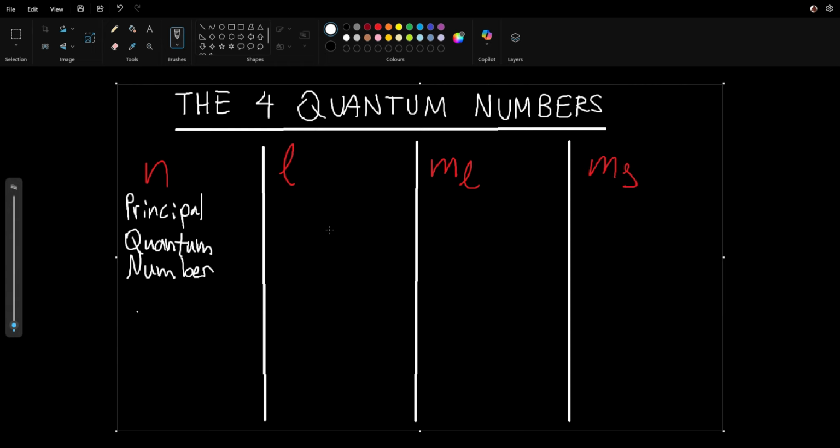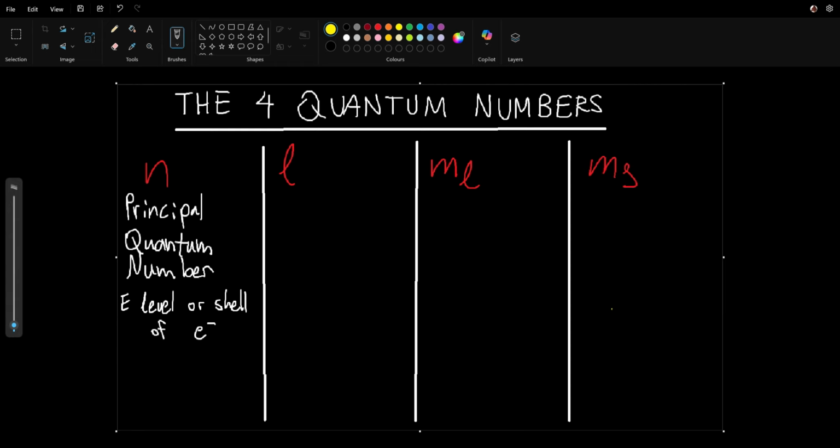Now N is basically just the energy level or the shell of electrons. So I'm just going to write E for energy level, or shell of electrons. And then basically it has values that are typically natural numbers. So your numbers like 1, 2, 3, 4.